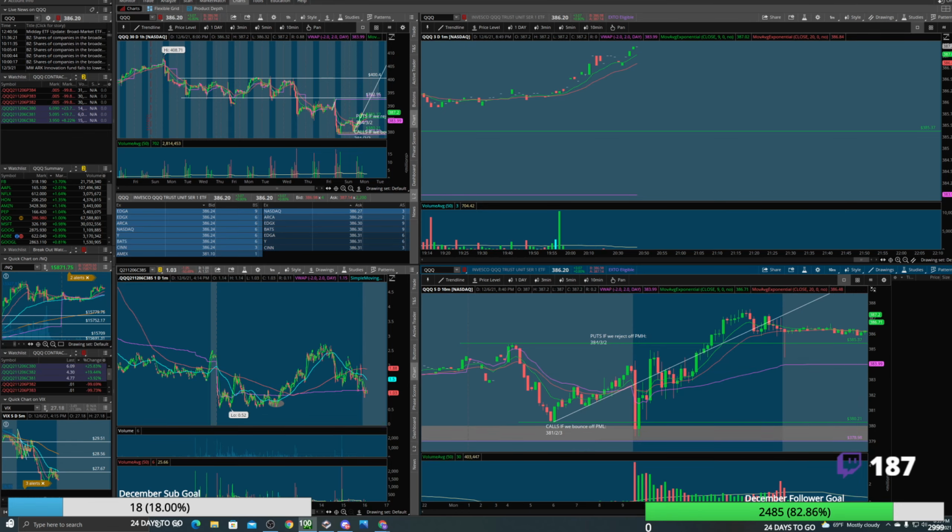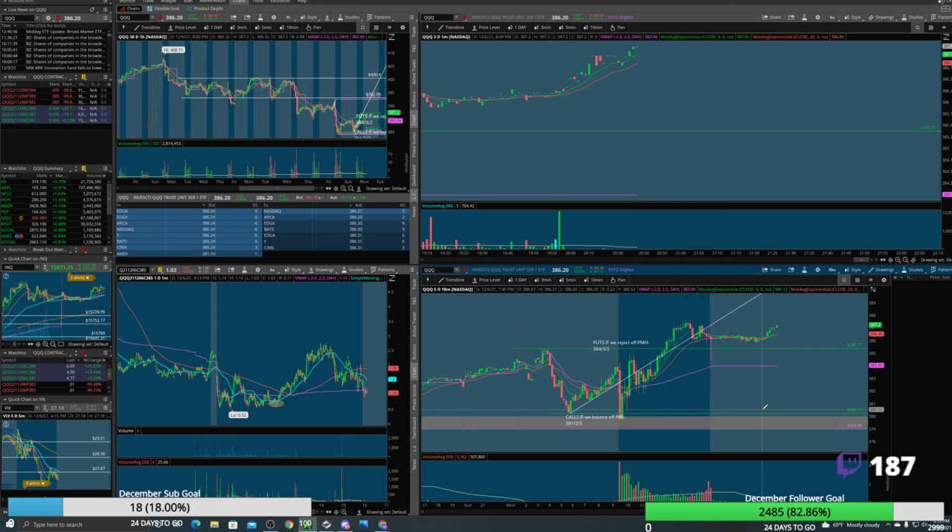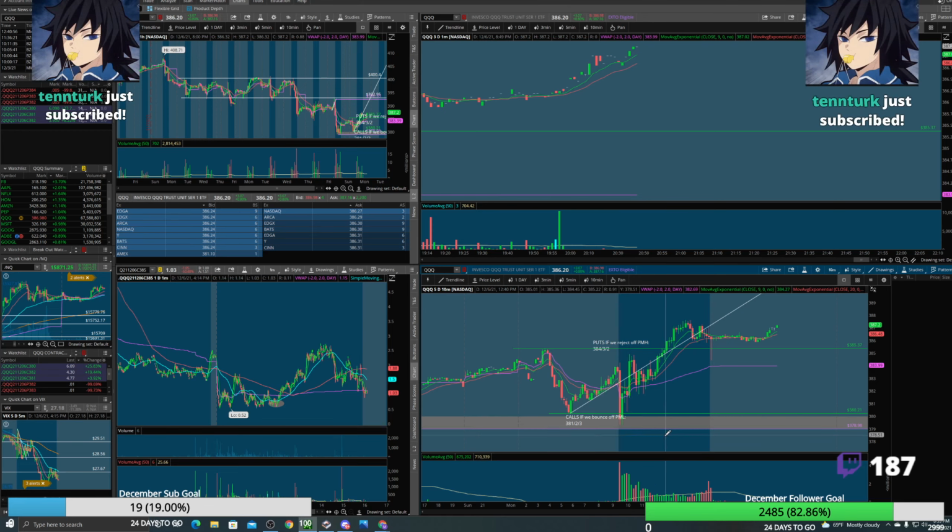Also, why did it bounce there? Pre-market low, support. Previous day high, support. Demand zone, big support, okay? Those are 3 levels of confluence that were able to keep the trend alive. And it's relatively low risk.